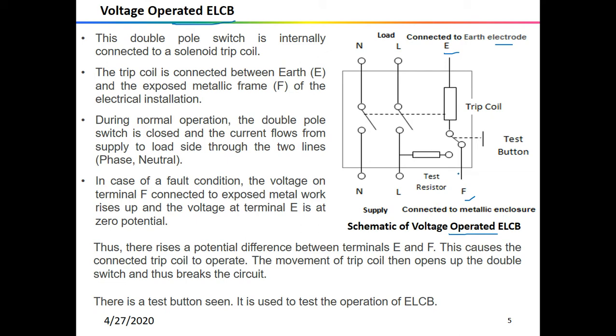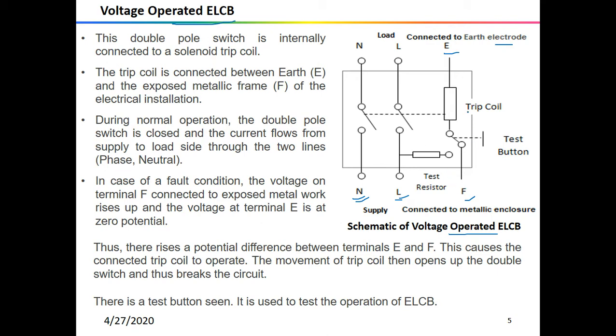During normal operation, the double pole switch is closed and the current flows from the supply to the load side through these two lines, that is the phase and the neutral. During this period there is no current flowing to the earth terminal between F and E, and therefore the voltage between terminals E and F is negligible, that is almost zero.